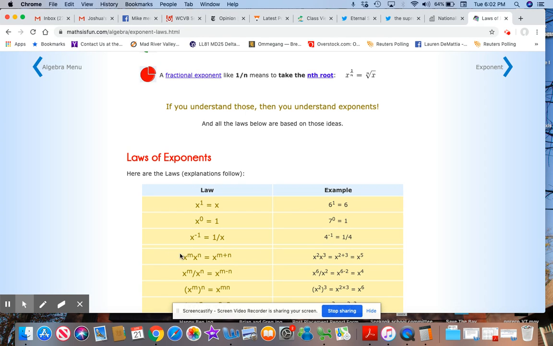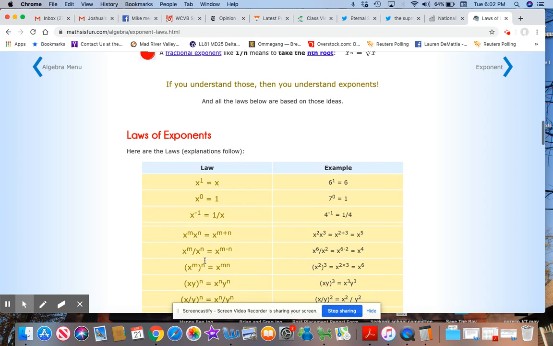We just talked about this rule: when you multiply two numbers with the same base and different exponents, you add the exponents. So x squared times x to the third equals x to the 5th. When you divide, you subtract. So x to the 6th divided by x to the second is x to the 4th, because it's 6 minus 2. You do whatever the exponent is in the numerator, subtracting whatever the exponent is in the denominator.